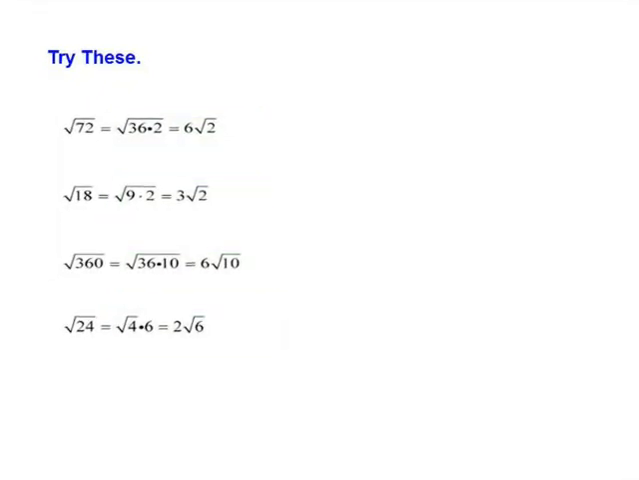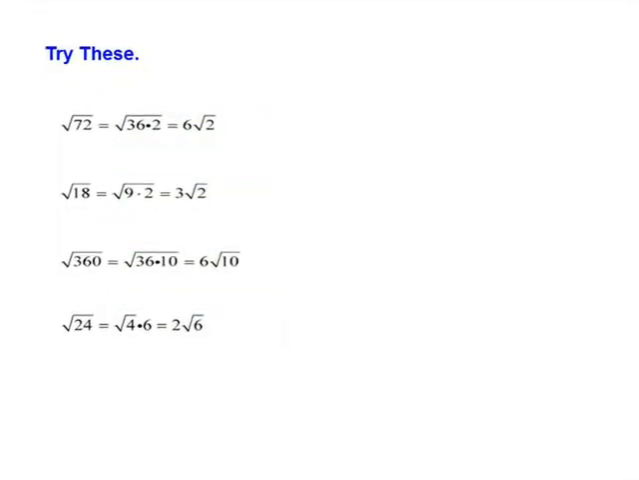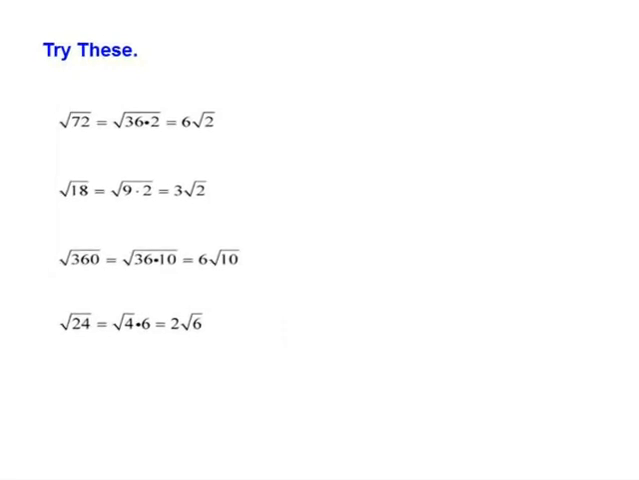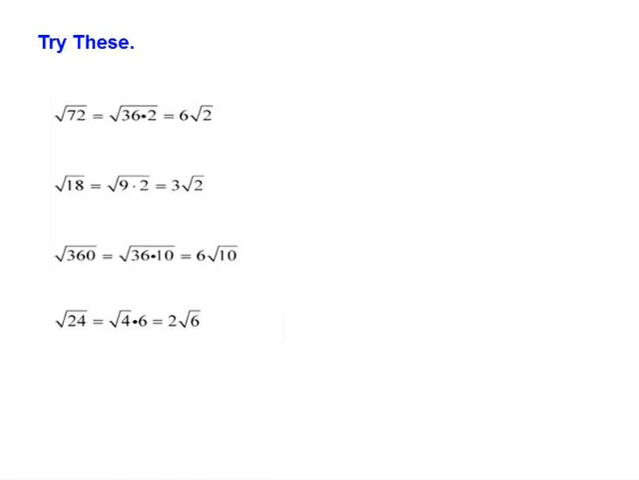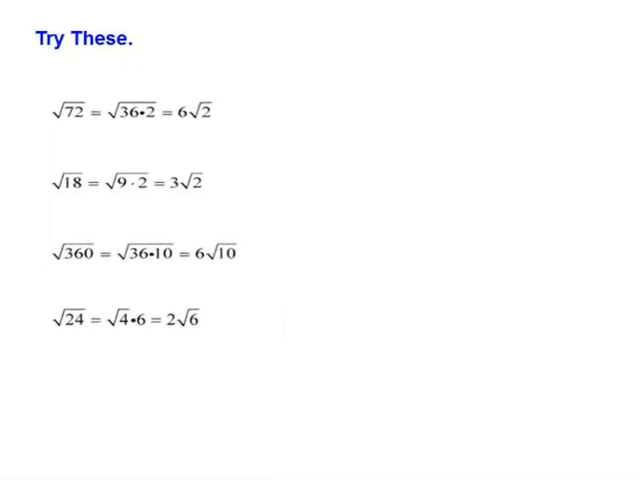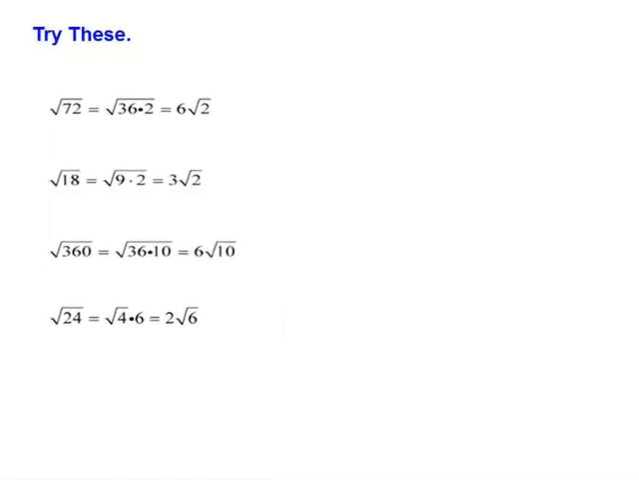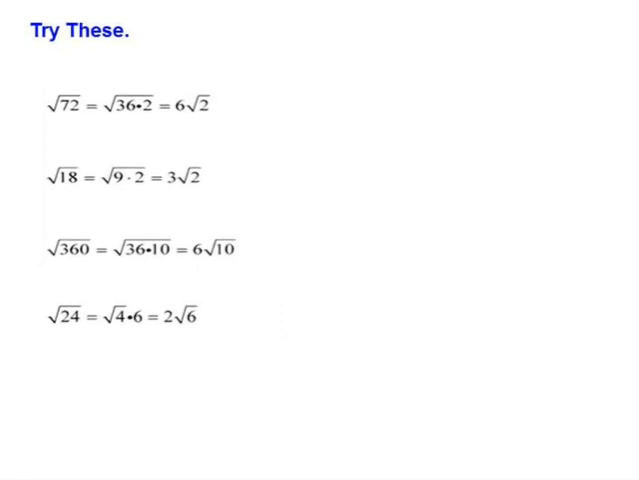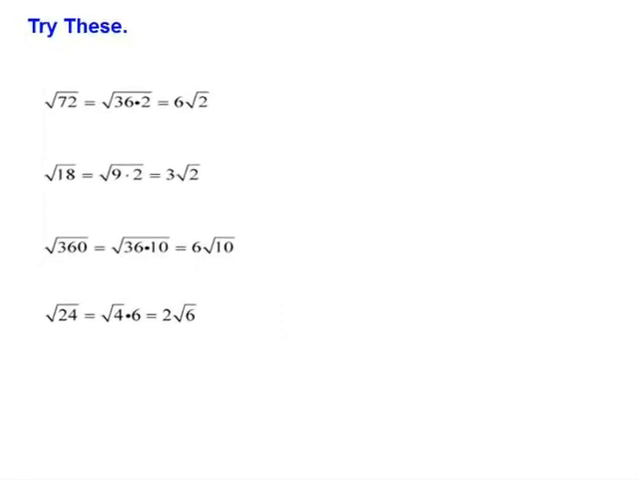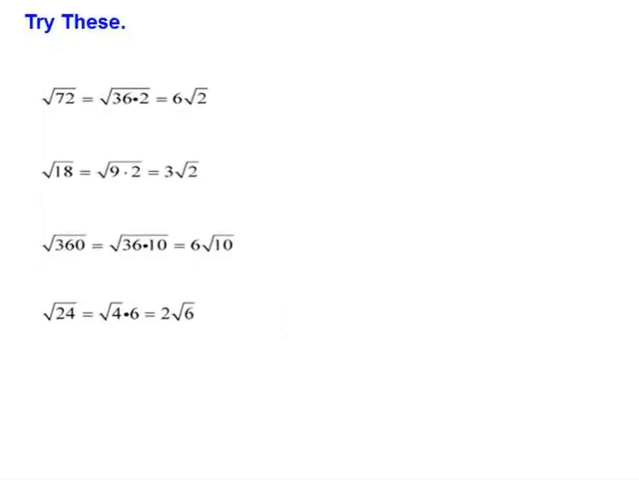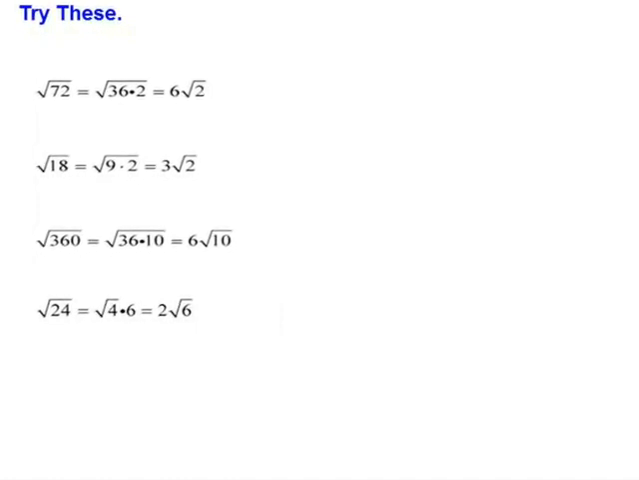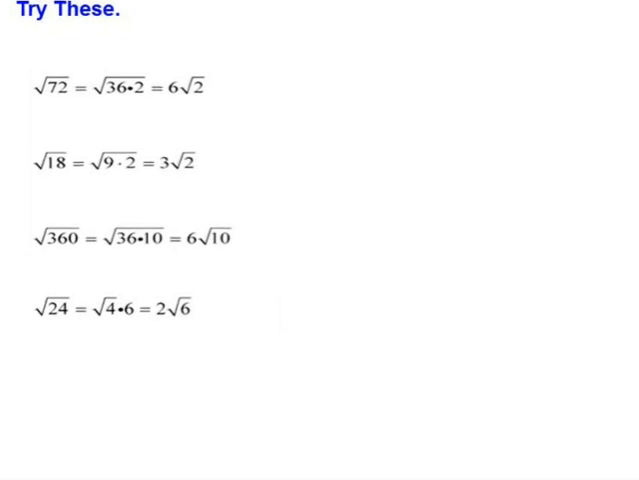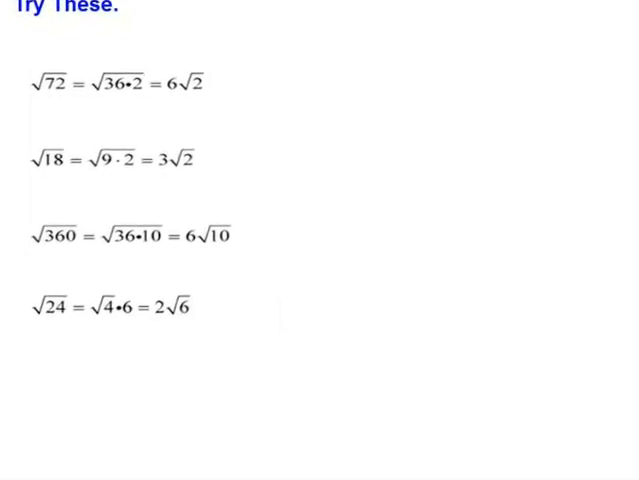All right, here are the answers to the 4 problems that you should have completed. The first one, 72. As you can see, the greatest factor that is a perfect square for 72 is 36. 36 comes out as a 6. The 2 stays. Next, 18. The greatest factor for 18 that is a perfect square is 9. 9 comes out as a 3, the 2 stays.